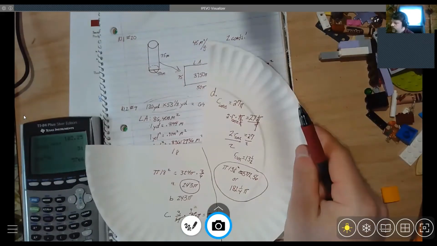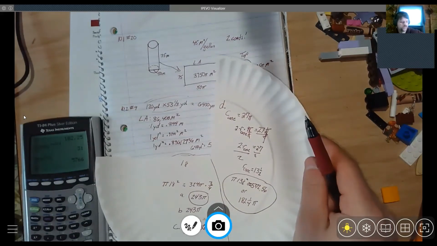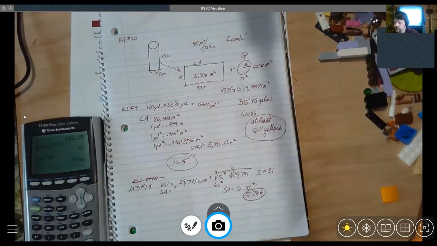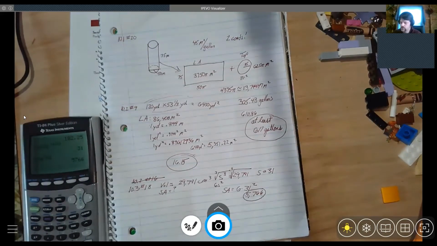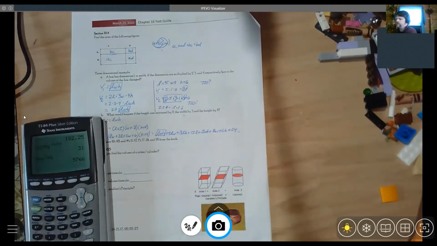This problem here and this one here are good problems to put a star by. That's why we're going over them. So, okay. A new paper here.